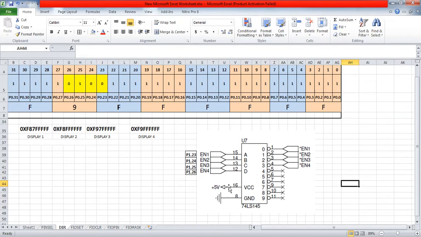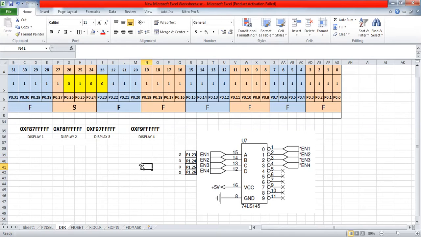Suppose you want to select the first display, then you have to force the value as 0, 0, 0 and 0. That means the 26th pin, 25th pin, 24th pin and 23rd pin should be 0, 0, 0, 0. If you provide this value, then the 0th line of the decoder will be activated and becomes 0, whereas the rest of the output pins will become 1. So in turn you are going to select the first display unit to display the number.